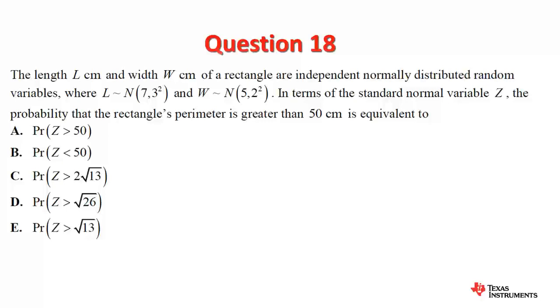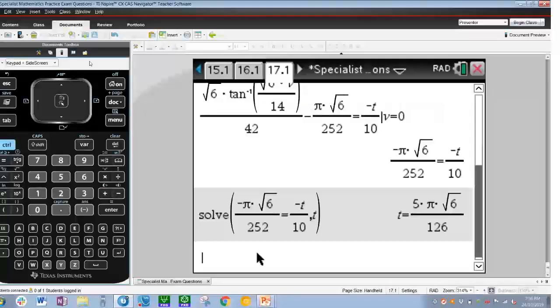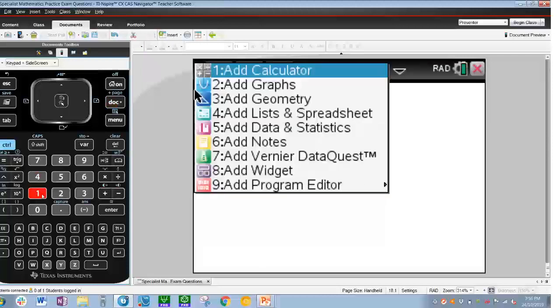Okay, so what we need to do is create the new variable for the perimeter and find its expected value, or its mean, and its variance, and then use that to figure out the equivalent z value. So what we can do is figure out the new expected value, or the new mean. And the new mean is simply, remember, the perimeter is twice the length plus twice the width.